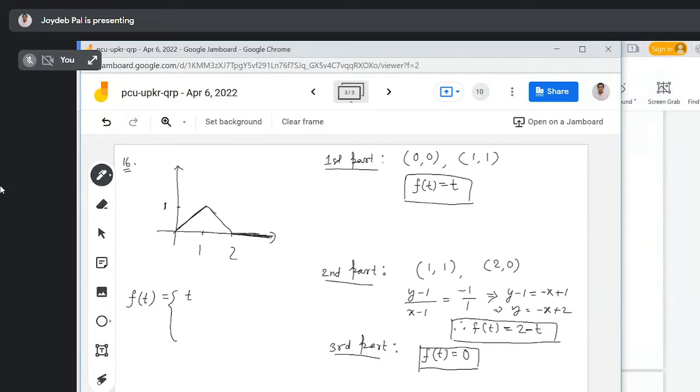I'm just looking into the graph now. What are the passing through points for the first part? It is (0, 0), and what is that point? (1, 1), right? Yes sir. That's why I've written this. Okay, so what is the domain for the first line? 0 to 1. This. And for the second part, it is coming 2 minus t.